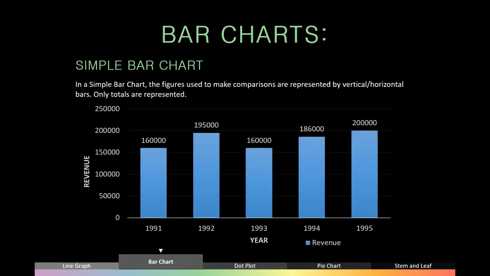So on your screen, we have an example of a simple bar chart where we're looking at revenue across 5 years. And we can clearly see that each bar is representing a specific total or a specific revenue for that specific year. Looking at this chart, we can see that revenue seems to be fluctuating. However, the highest revenue is in fact in 1995, with the lowest recorded revenue in 1991.